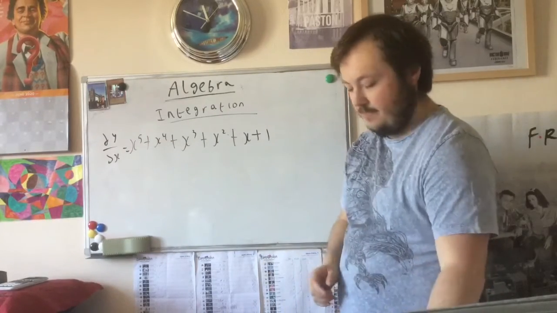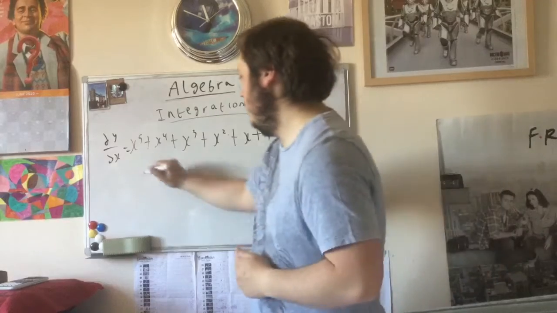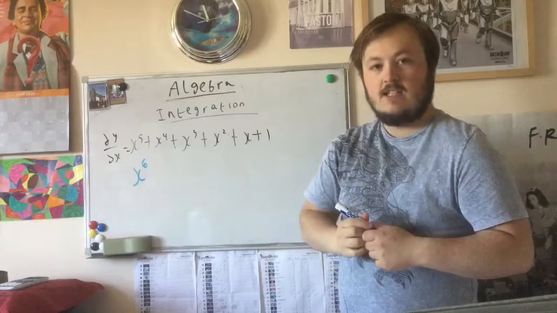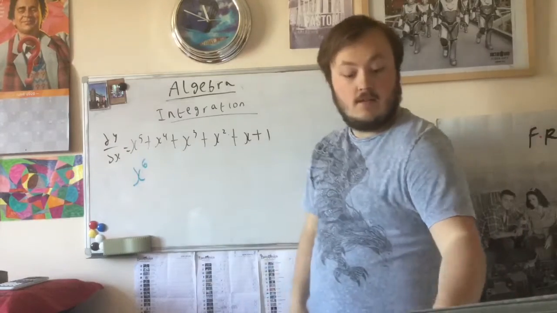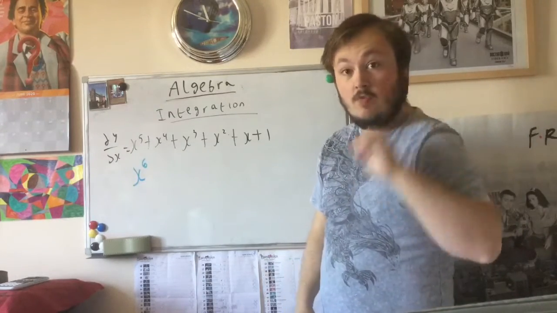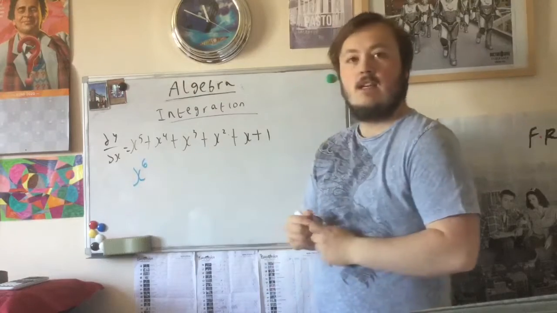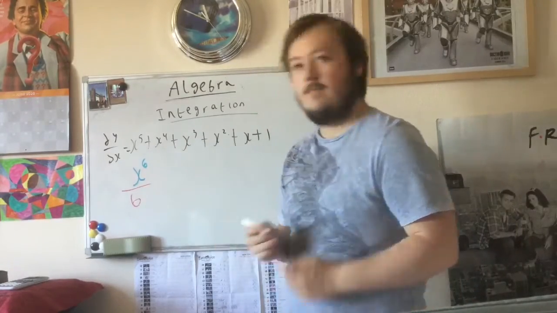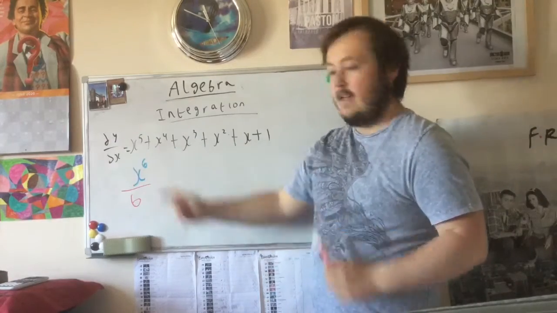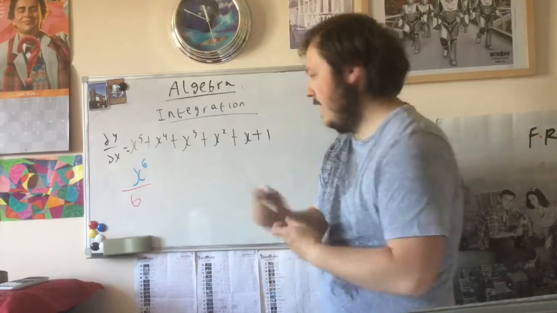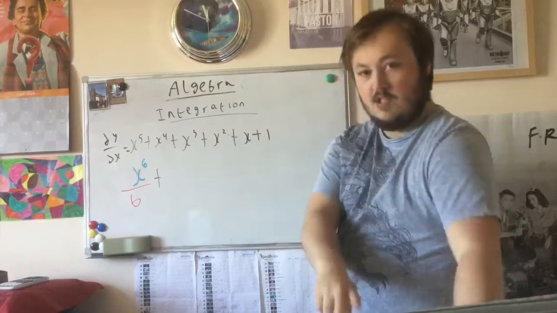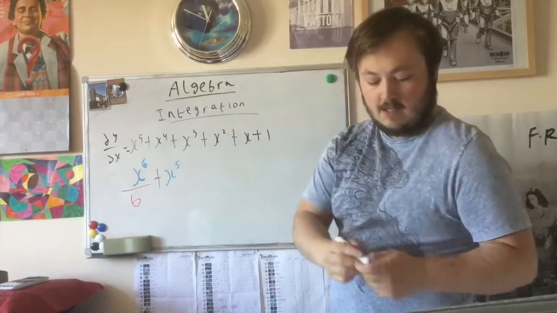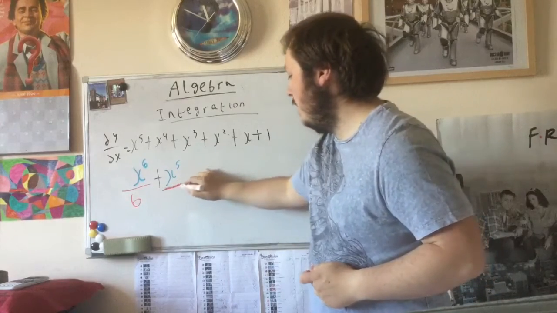So I'm going to write x to the power of 6. Then we divide this coefficient by the new integral. So we divide our x to the power of 6 by 6. Now let's do it to this one. X to the power of 4, we do the exact same thing. So we have our x and we do it to the power of 1 more. So it's x to the power of 5. Then we divide it. So it becomes x to the power of 5 over 5.